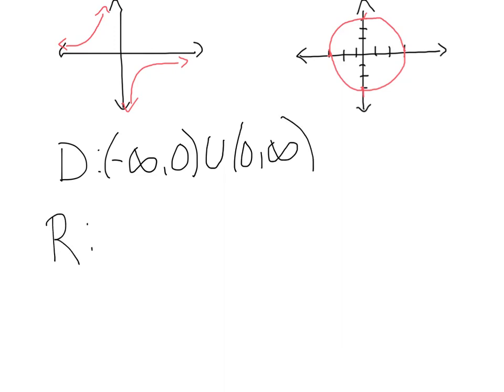Our range for this one is actually going to be very similar. Our y values, we have values all the way until we get to 0, then we skip 0, and then continue all the way to negative infinity. So our range is going to actually look just like our domain, negative infinity to 0, union 0 to infinity.